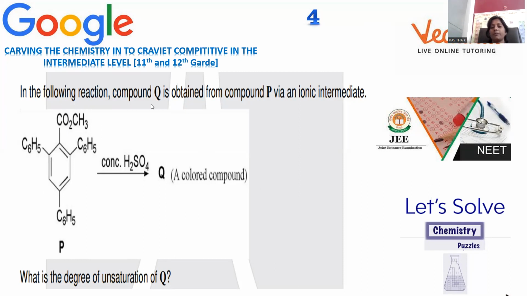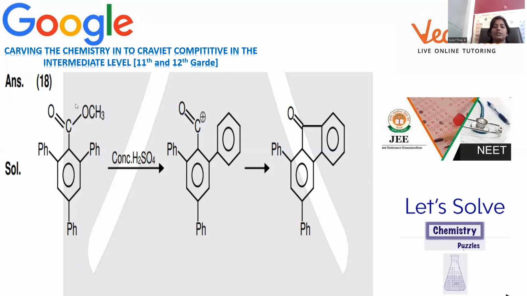In the following reaction, compound Q is obtained from compound P via ionic intermediate. Here the ionic intermediate we have to trace out. Let's see how we can achieve the compound Q starting from P. The starting material will be taken simply. Ph denotes what? Phenyl. Phenyl means C6H5, another benzene ring only. Here you can find another benzene, here another benzene. Triphenyl groups are present, and here the ester functional group is present. C double bond OCH3 is called ester. It is the acid derivative.